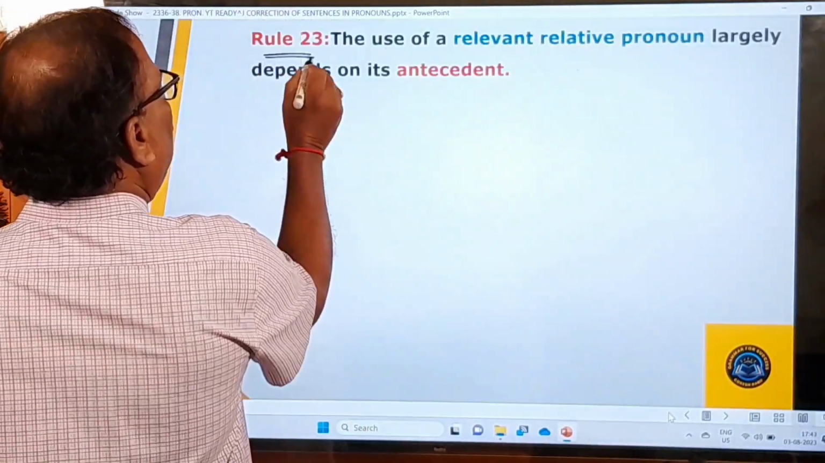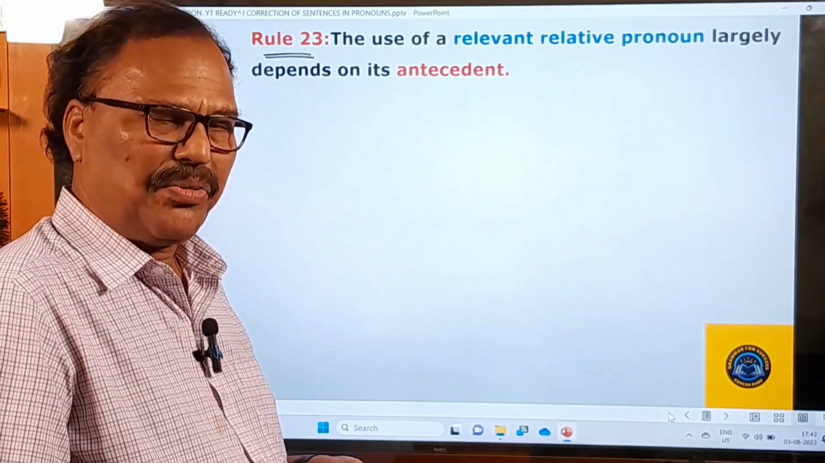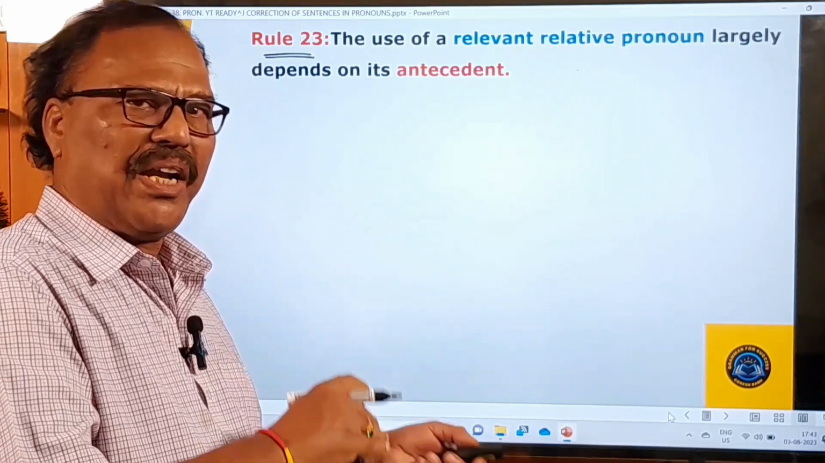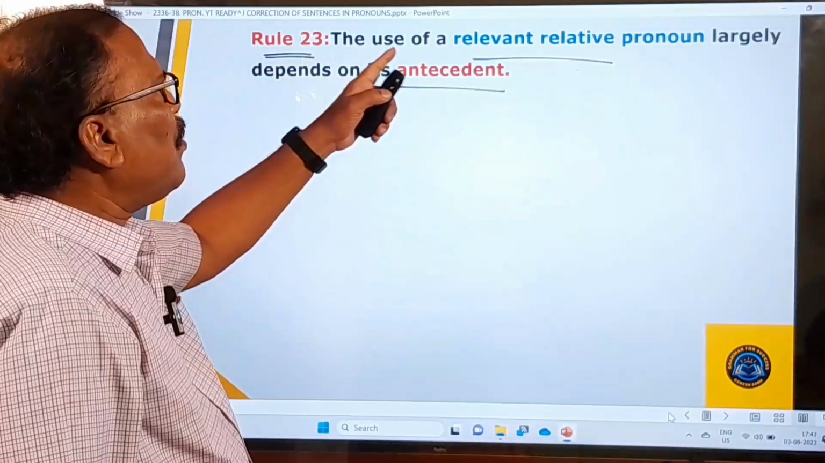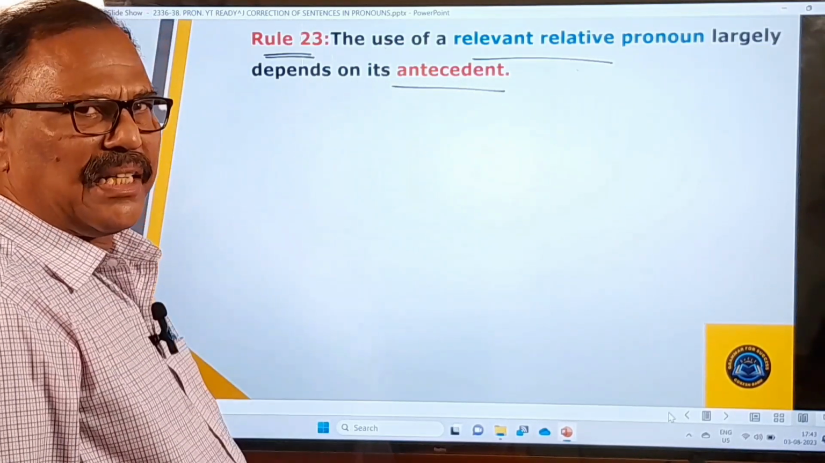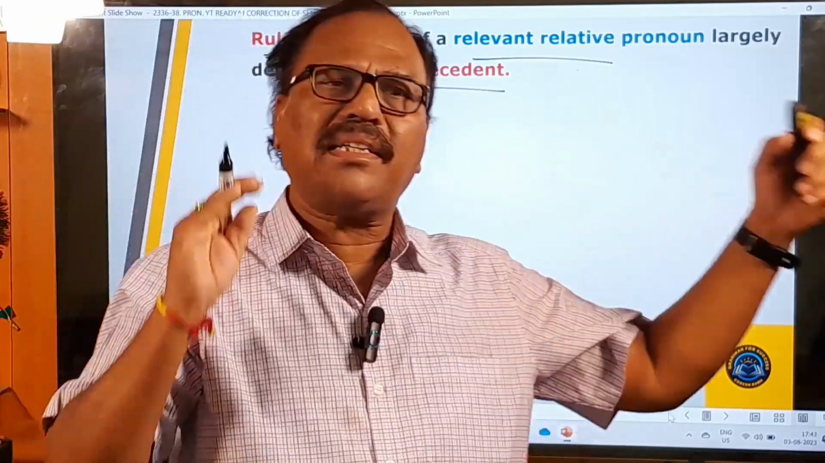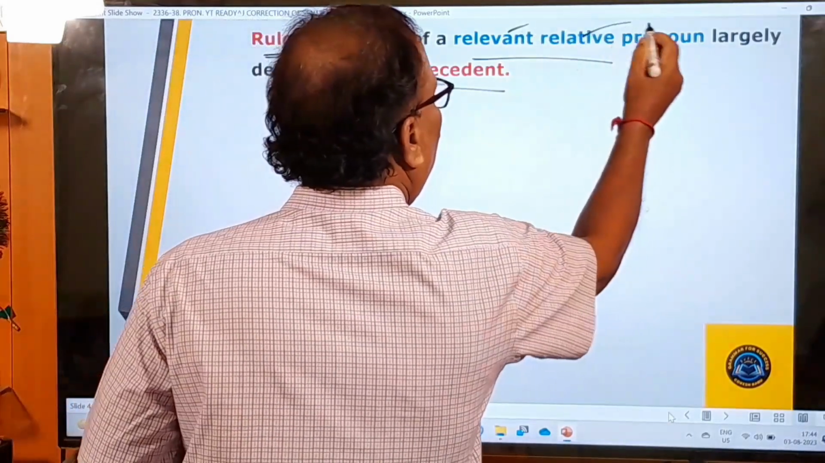Rule 23 is there. You know already 22 rules were explained to you in the first video and in the second video. This video is beginning with the 23rd rule. The use of a relevant relative pronoun largely depends on its antecedent. That means according to the antecedent, you have to use the relevant relative pronoun. This is very important, the relevant relative pronoun.